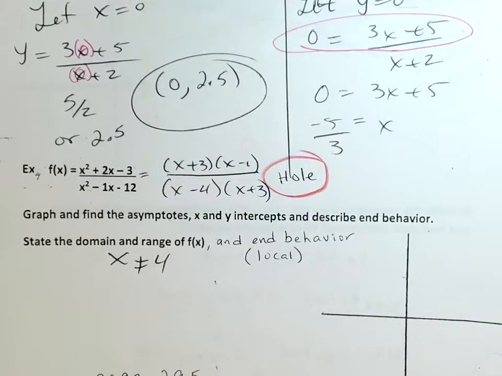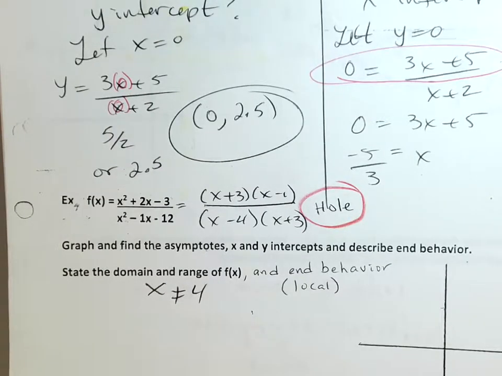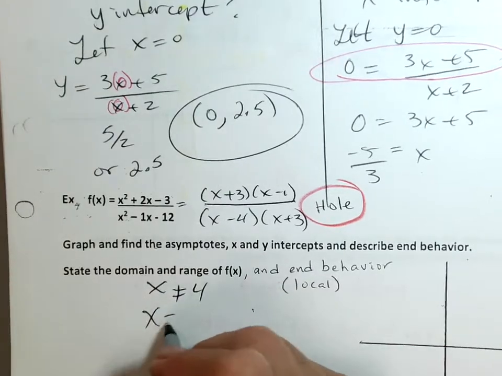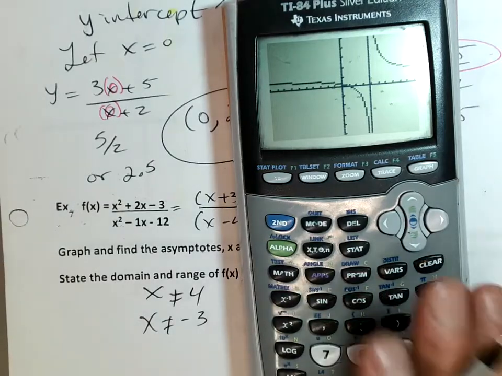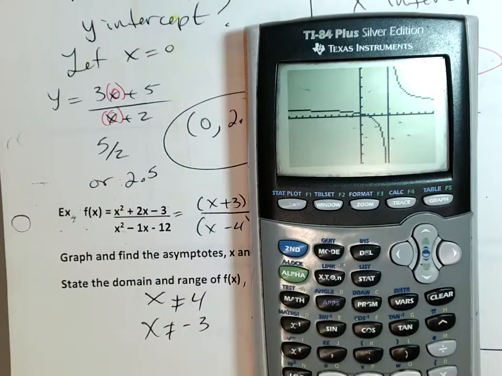What else can x not equal? Negative 3. X cannot equal negative 3. But there's no asymptote at negative 3. But there's a hole. There's a hole at negative 3. In fact, right here, there's a hole. There's a hole right there. I don't see a hole. It is microscopic. How wide, how thick is a point?